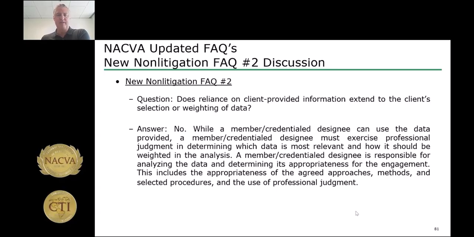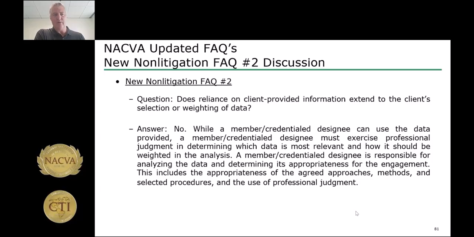Each individual member and credential designee is responsible for analyzing the data and determining its appropriateness for the engagement. This includes the appropriateness of the agreed approaches, methods, and selected procedures, and the use of professional judgment. Obviously, in a calculation engagement, that involves the parties agreeing to certain approaches or methods. But I think what this is really talking about is that even in a calculation engagement, the professional judgment and use and weighting of any data used is the responsibility of the member and the credential designee.